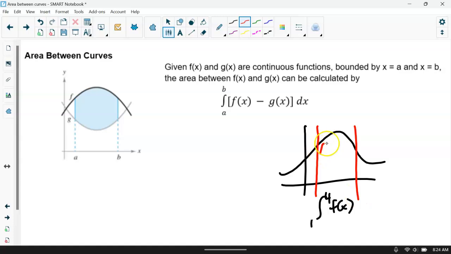and we are calculating the area under the curve, so between my function and the x-axis. That's what we've been focusing on.